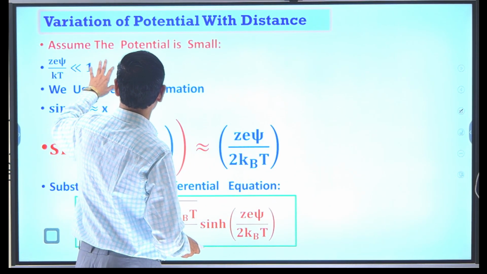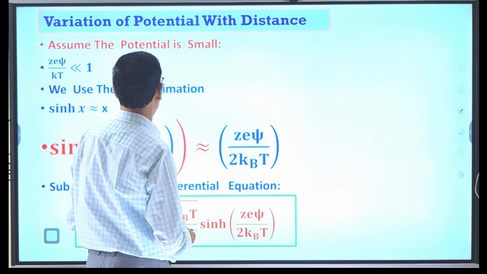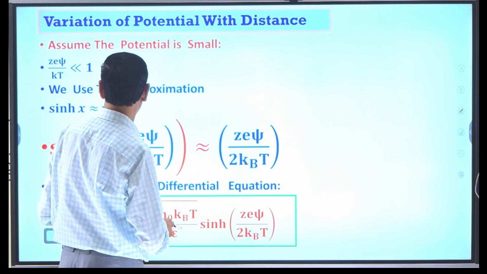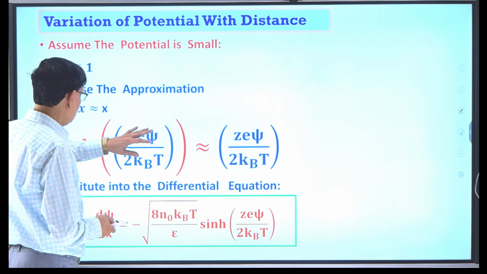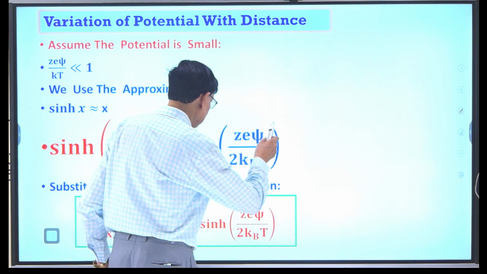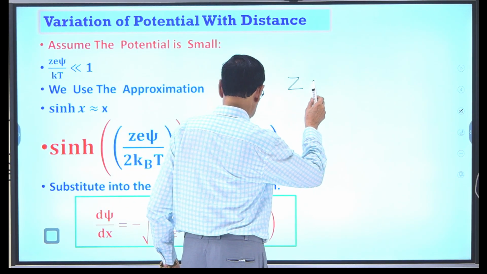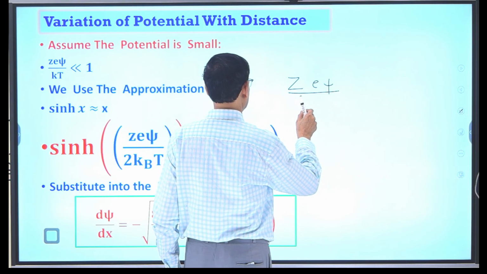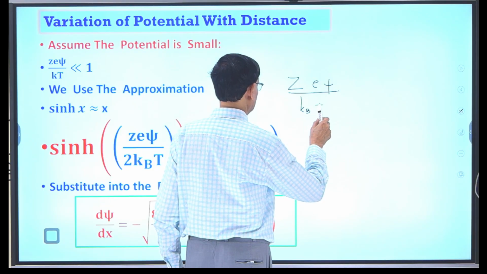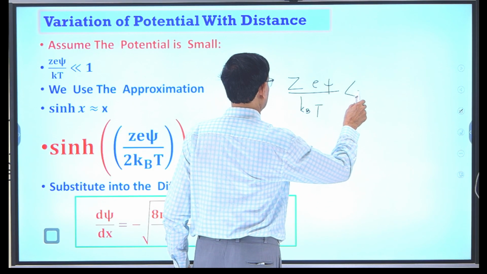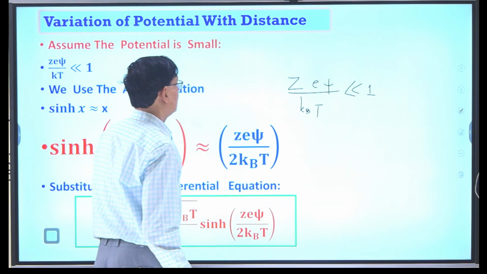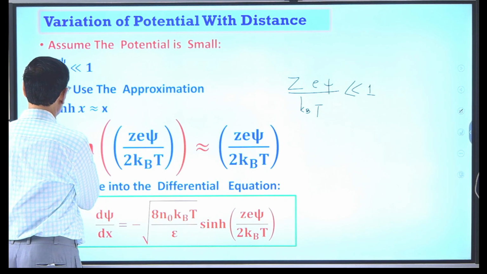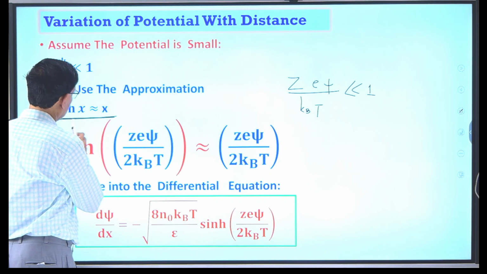So now before doing this variation of potential with distance, you know that there are certain assumptions, because you know that if these values of zeψ divided by kBT, everywhere if I have forgotten, write it, are greater than 1. So here there is a certain approximation that sinh x is equal to x. So I can avoid these values of sine.